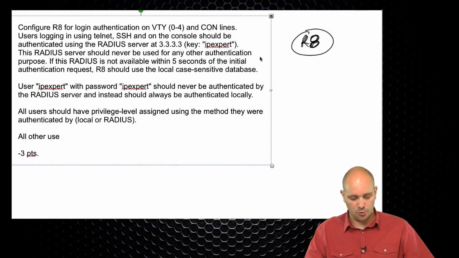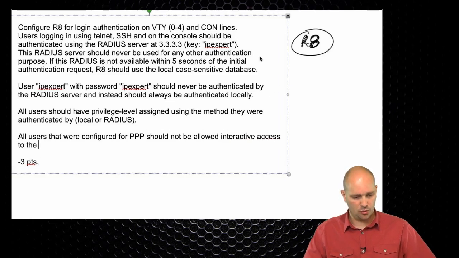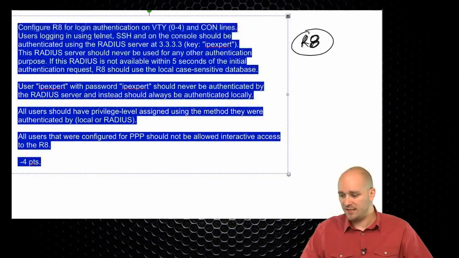Very simple request. All users that were configured for PPP should not be allowed interactive access to the R8. Now, you may remember that in a previous example there was a user router 7 that was also locally defined, and this user should not be allowed interactive access to R8. So if you try to log in, the authentication should either fail or something else should happen that will prevent the user from actually interactively working on this device. So this is the task.